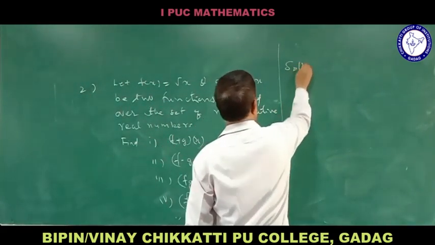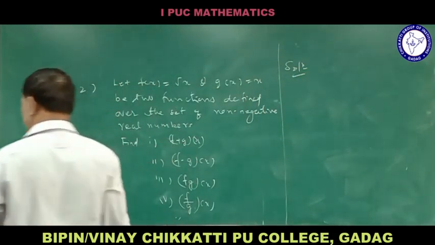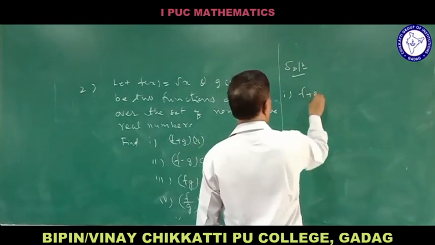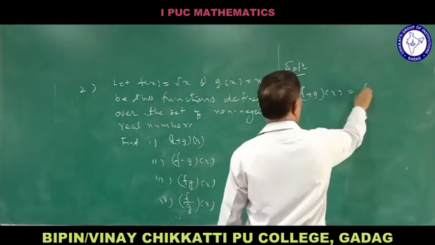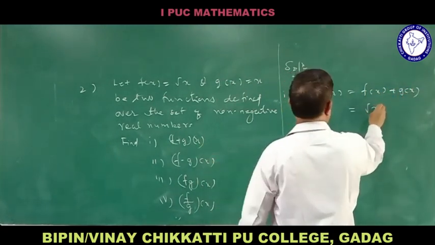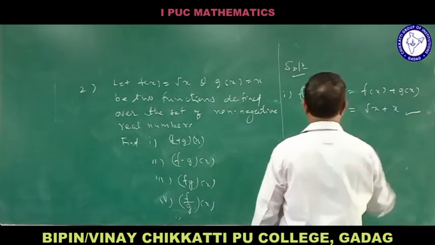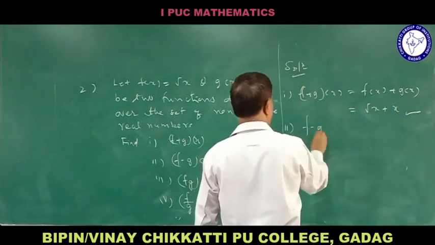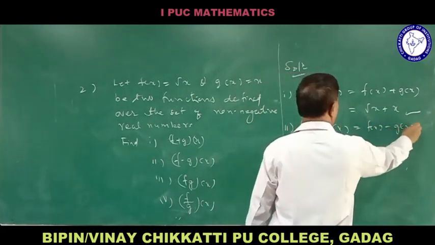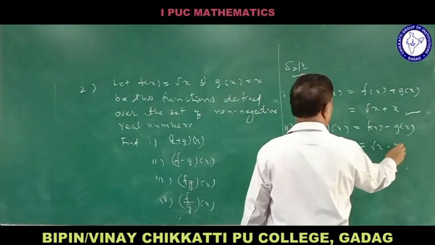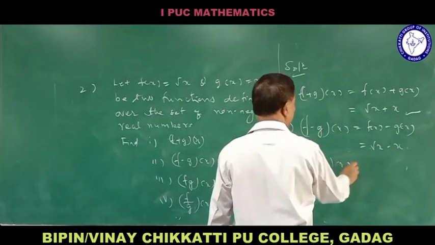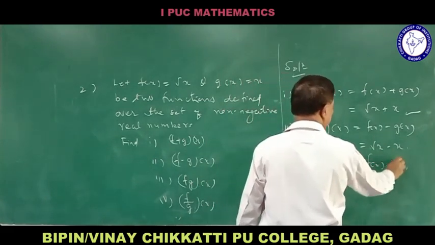See the solution, how you can find the results here. First one, f plus g of x is equal to, the formula says f of x plus g of x. What is f of x? Root x plus g of x, which is x. Finished. Second one is f minus g of x, which is nothing but f of x minus g of x, that is root x minus x. Number 3, f g of x is equal to f of x into g of x.